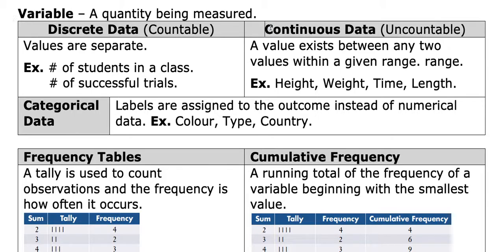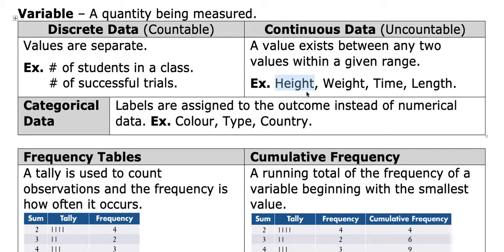Now, continuous data, however, is uncountable. A value exists between any two values within a given range. Examples are height, weight, time, and length. So, let's start off with the explanation of height. If I were 185 centimeters and I was still growing and I was going to become 186 centimeters, we do not instantaneously go from 185 centimeters to 186 centimeters. We take on every height in between in that interval.